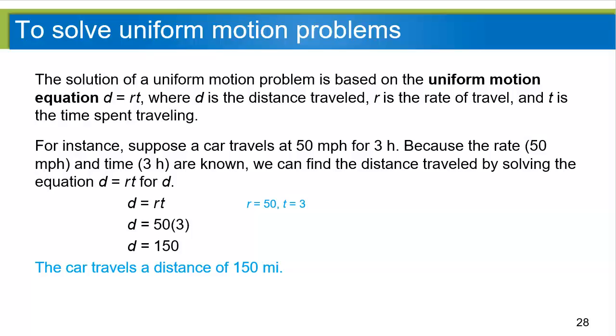They're always going to give you enough information to have two of those pieces. They're going to give you d and r, and you have to solve for t, or they're going to give you r and t, and you have to solve for d, and so on and so forth, right? They're always going to give you two of the three pieces. You just need to figure out which two pieces they gave you and how they all fit together.